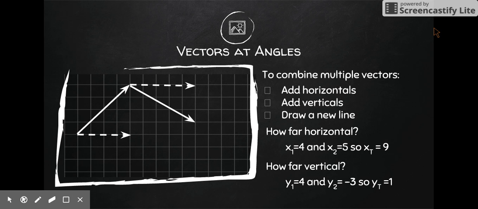We'll do the same thing for the vertical. The vertical component is 4 for the first arrow. For the second arrow, you notice it's moving downward. I'm going to give that a negative 3. So my vertical component total is 1.